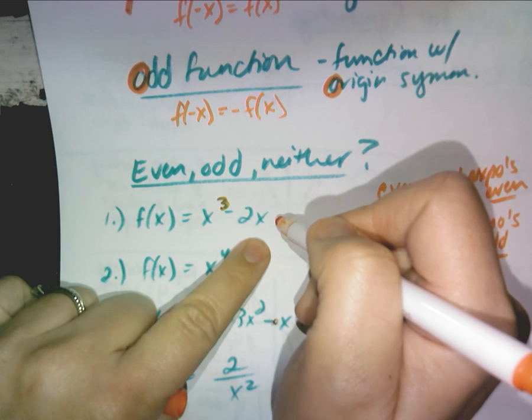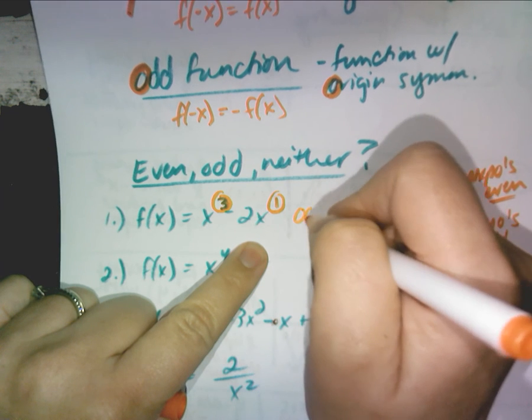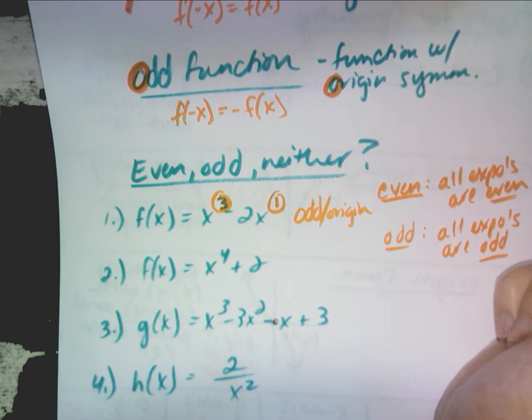What's the power of x when it's by itself? Both of those numbers are odd, so this has origin symmetry. Boom. Didn't even have to graph it on my calculator. I already know it. Boom.